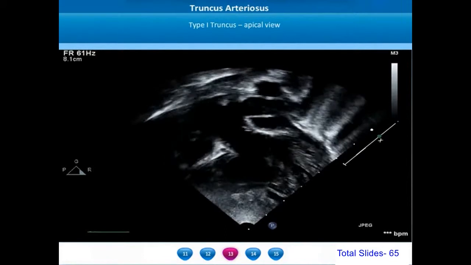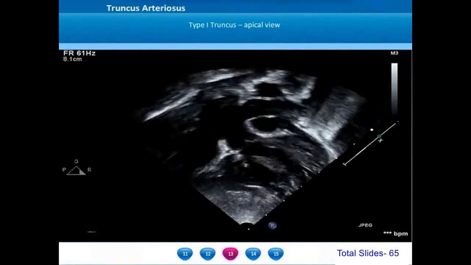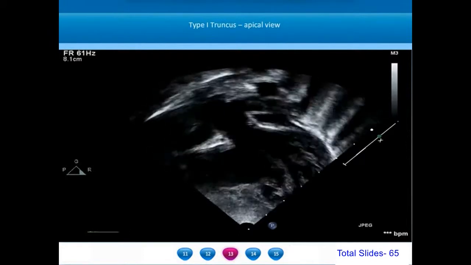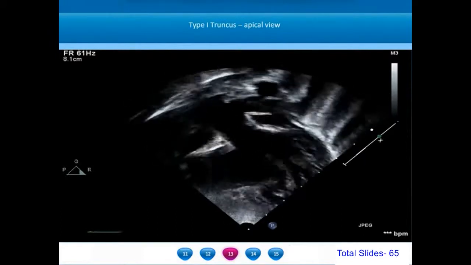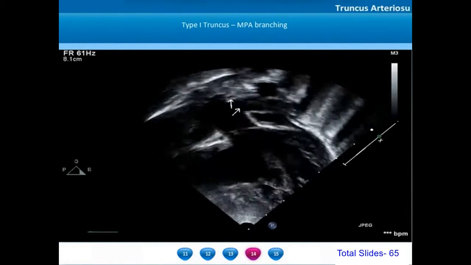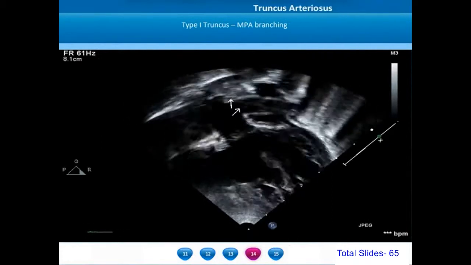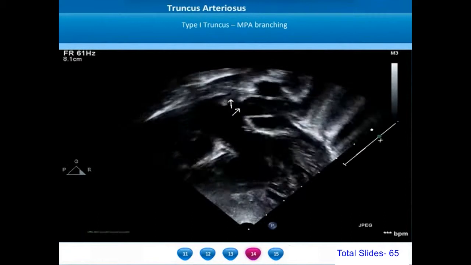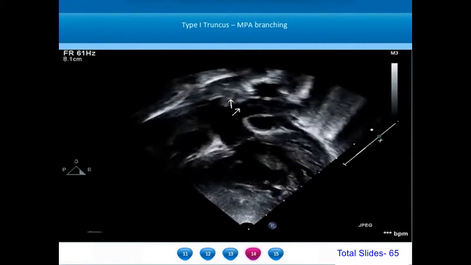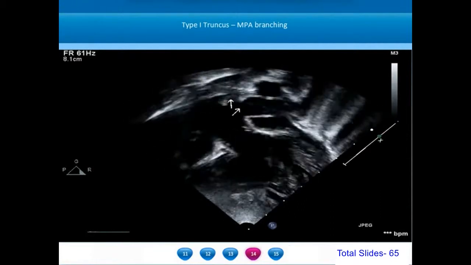In an apical four-chamber view, on an anterior sweep, we can appreciate the truncus arising from both the ventricles. The truncus again in this patient has around 50% override. The apical four-chamber view shows the main pulmonary artery arising from the leftward wall of the trunk and immediately bifurcating into two blood vessels. One which courses towards the right is the right pulmonary artery. The other blood vessel which is seen entirely is the left pulmonary artery.